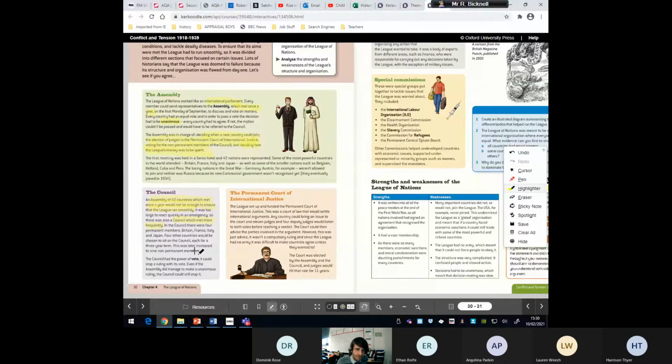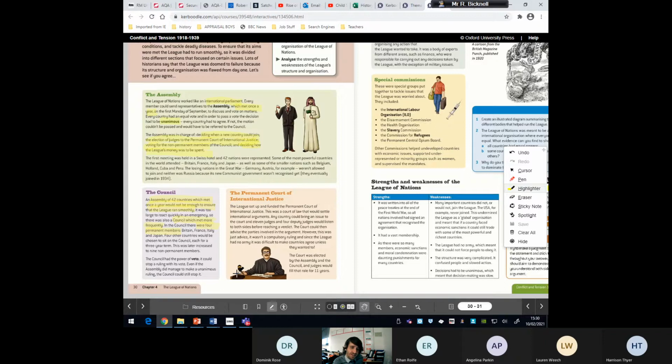There were 8 members of the Council, 4 permanent members, and 4 members elected for 3 years. My apologies. Now, unfortunately for the League, the permanent members of the Council always had a say. Britain, France, Italy, and Japan, 4 of the most powerful nations on the planet at that time after World War I, okay, and they became the permanent members of the Council. Now, this ensures that they always had a say.